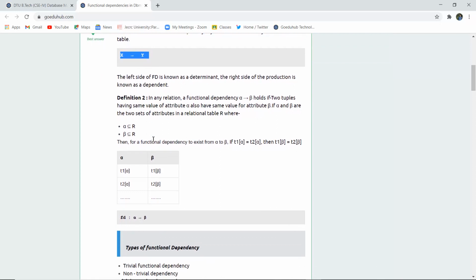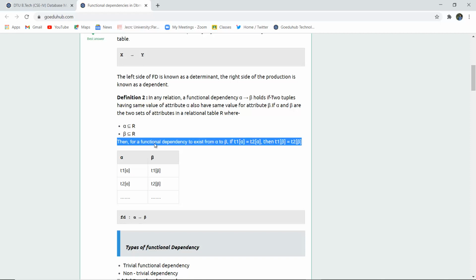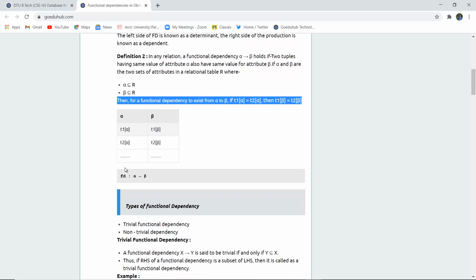Now another definition of functional dependency could be: alpha determines beta holds if two tuples having the same value of attribute alpha also have the same value of attribute beta. If alpha and beta are two sets of attributes in a relational table R, where alpha is a subset of R and beta similarly is a subset of that relation R, then the functional dependency can exist in the following form and can be represented in this particular table.